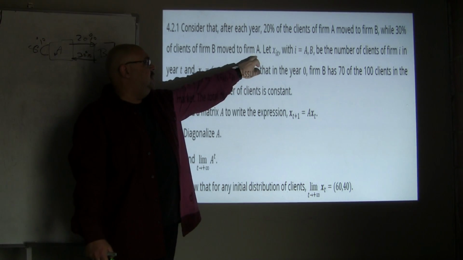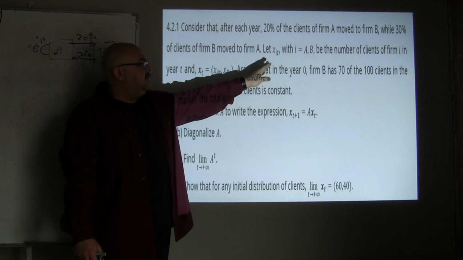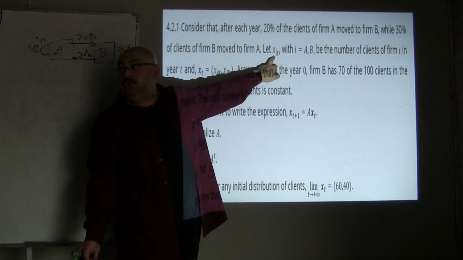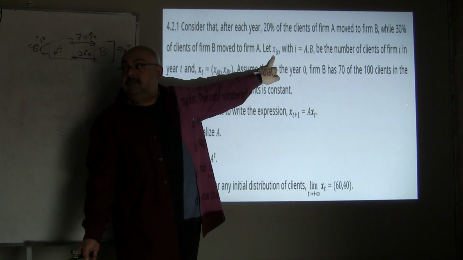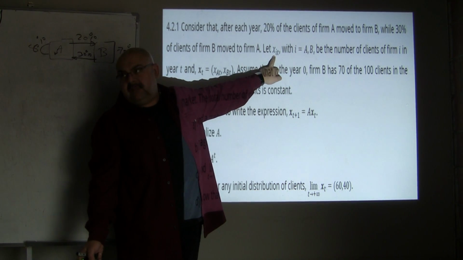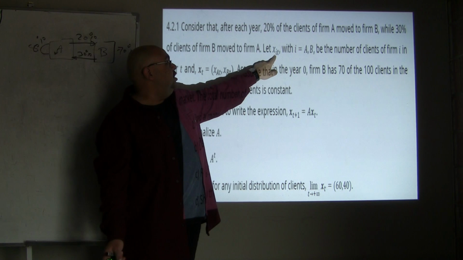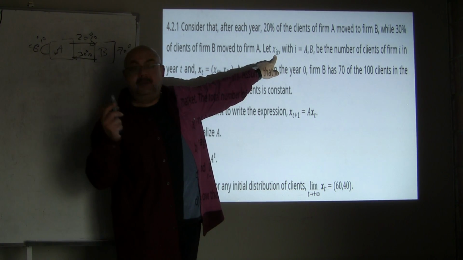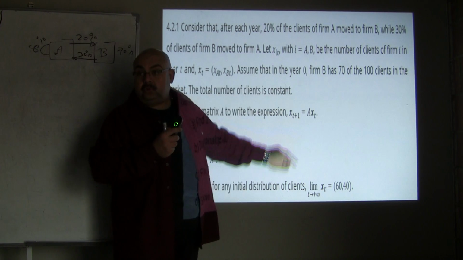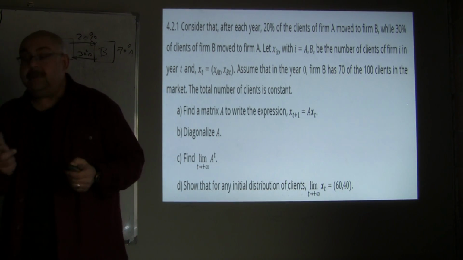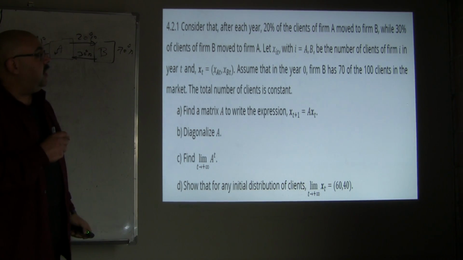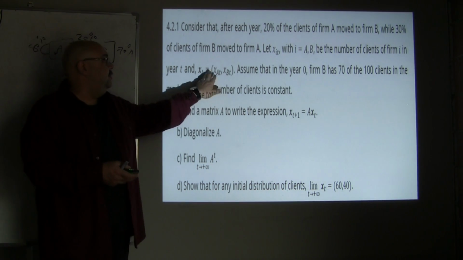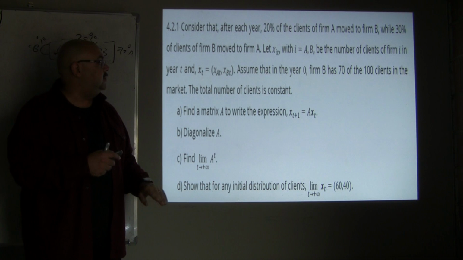Let X_i(t), with i being A and B, be the number of clients, which means X1 for A and X2 for B. Do you read me? This is why he wrote X_i and time. If i is equal to 1, we are talking about the A company. If i is equal to 2, we are talking about B. Be the number of clients of firm i in year t, and X(t) represents the number of clients.